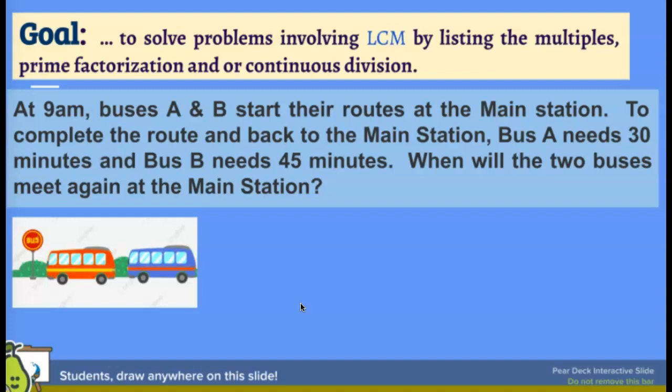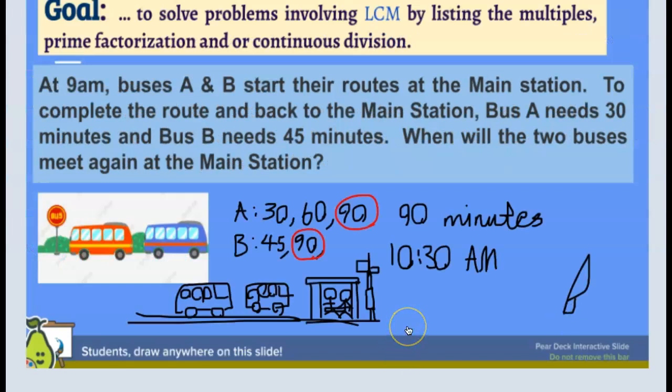Would you like to add to that, Selena? Yeah, I agree with all of them, because since 30 and 45 share the common multiple of 90, the two buses will meet back at the station in 90 minutes or at 10:30 a.m. That is correct. Thank you guys. That was a really great explanation. So they meet again in 90 minutes, and since the buses start at 9 a.m., and 90 minutes is like 1 hour and a half, they meet each other at 10:30.